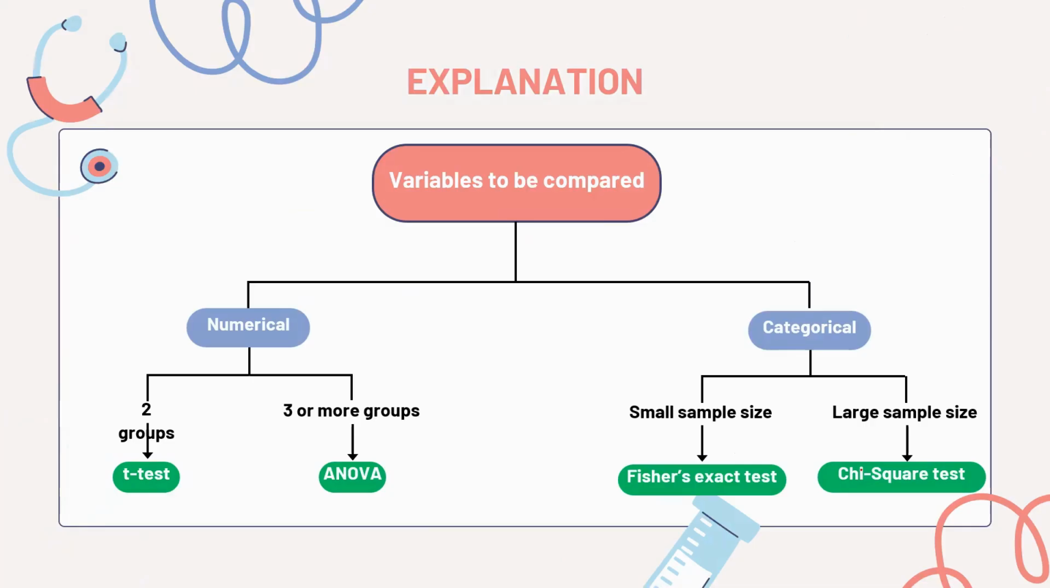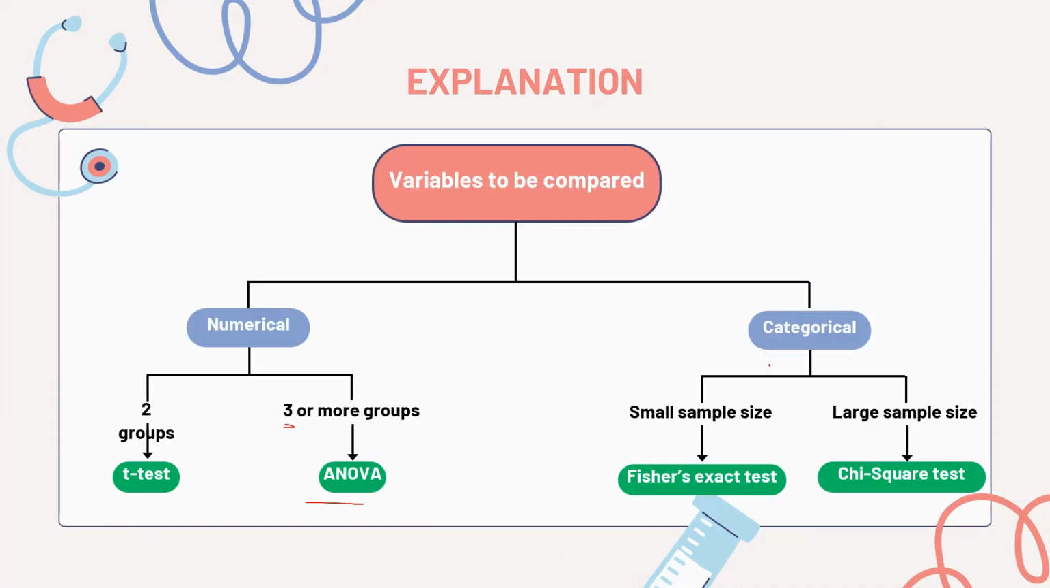So to put it all together, and I really like this flowchart, when variables to be compared are numerical, we should look at the number of groups. If we have two groups, that's a t-test. So as we said, two groups or one group before and after is called paired, and it's a paired t-test, and that's the answer. Or a two-sample t-test in case of two independent groups. If three or more groups, that's ANOVA, analysis of variance.